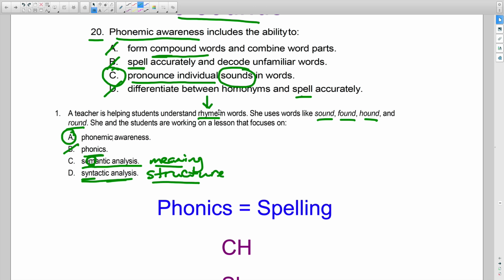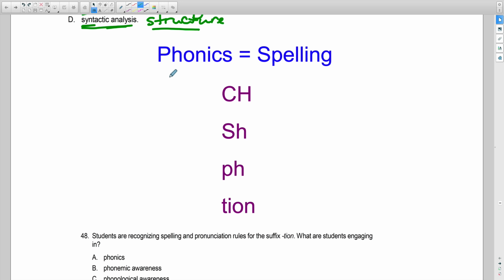But this is about rhyme, and rhyme has to do with the way words sound. And in this instance, phonemic awareness would be your best bet here. Phonics has to do with the spelling of words. So unlike phonemic awareness, remember we said phonemic awareness can be done in the dark. You do not have to actually see the word to hear the sounds. Phonics, you have to see the letters and know the rules for those letters. You know, these are simply symbols. And when they're put together based on the English language, we come up with different sounds.